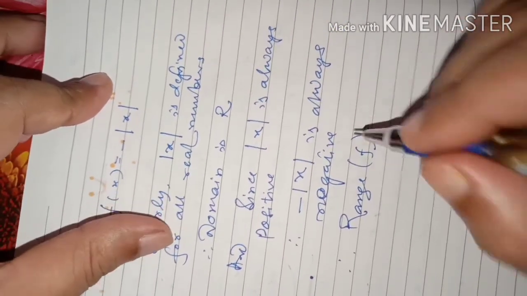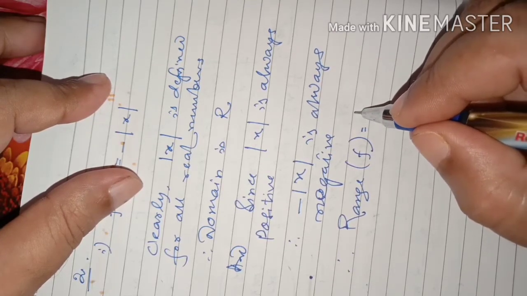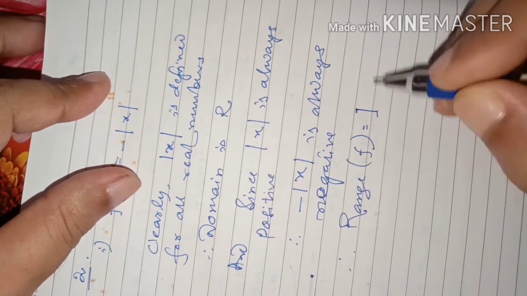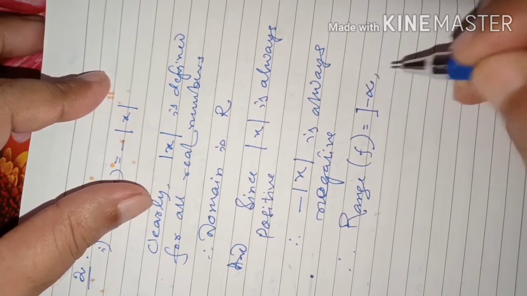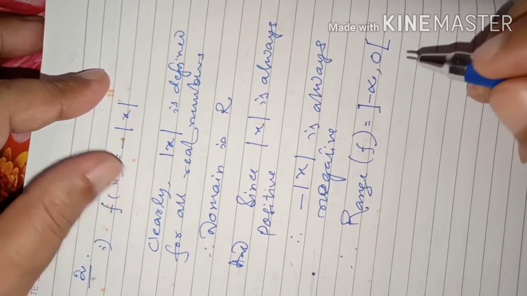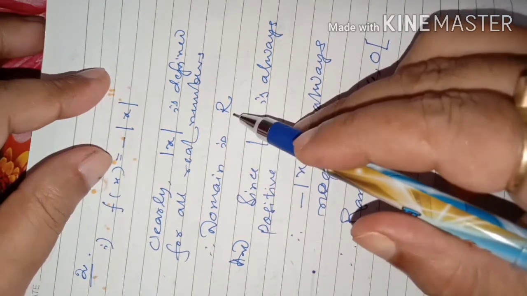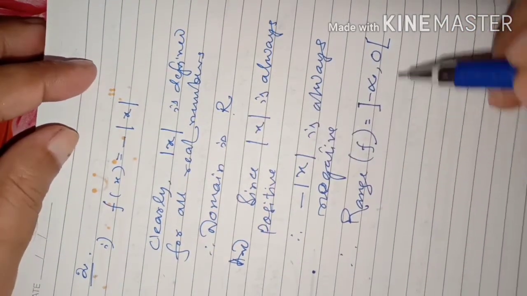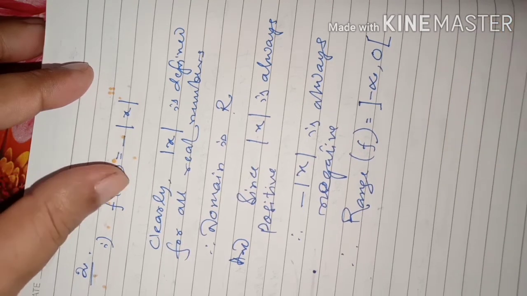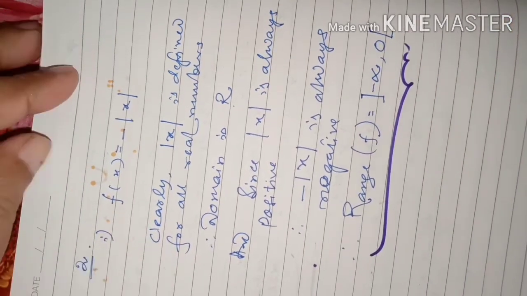The set of real numbers, you can say, from negative infinity to 0, excluding 0, because 0 is neither positive nor negative. We can write the range this way. Domain is the whole set of real numbers and range is from negative infinity to 0, the whole set of negative real numbers. This is our answer for this question.